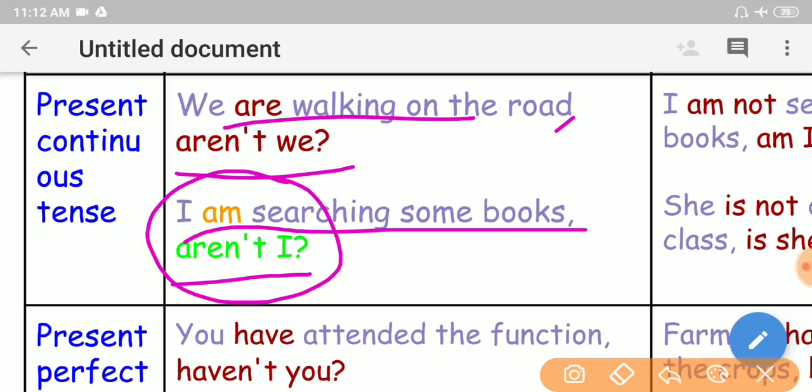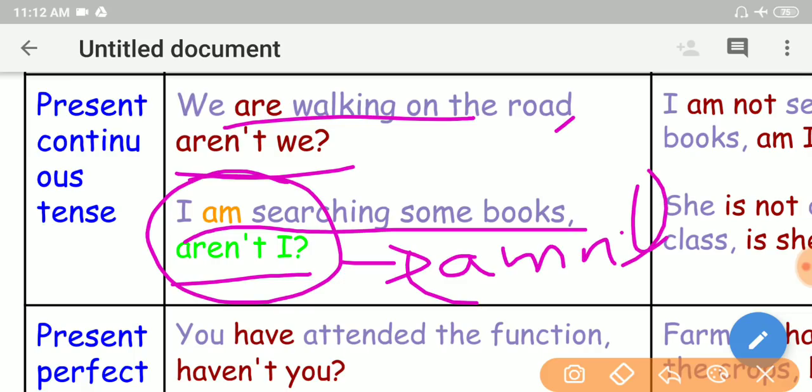See, my dear friends, here we should not use amn't I, because native English speakers cannot pronounce the short form of amn't I. There is no short form of amn't in English. So the native speakers of English cannot pronounce it. That's why, instead of that, we must use aren't I.